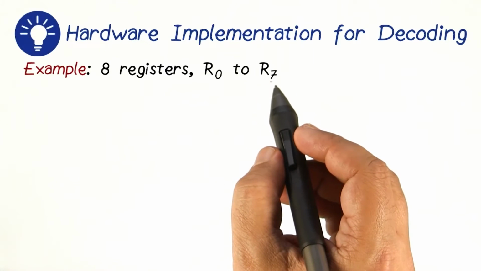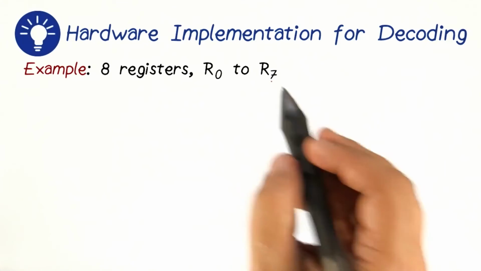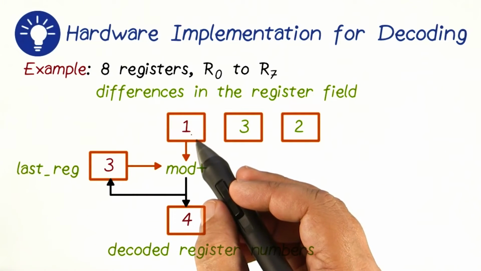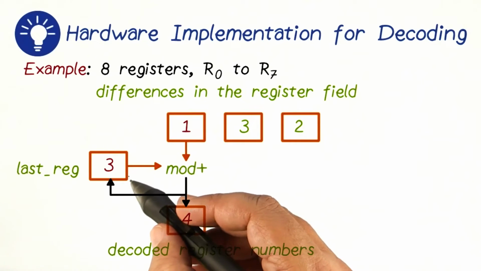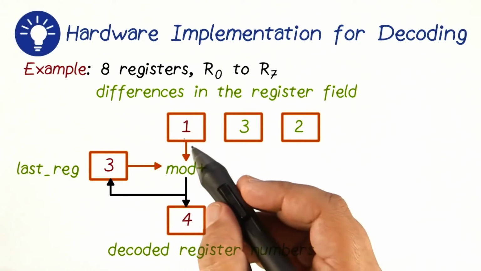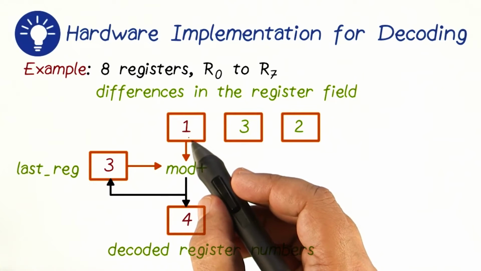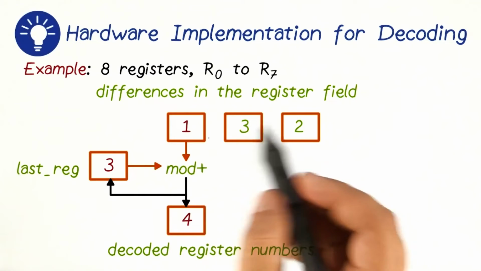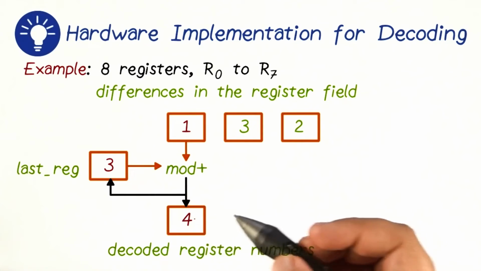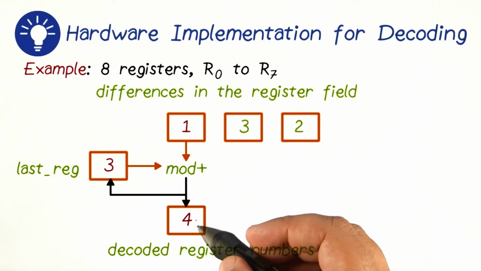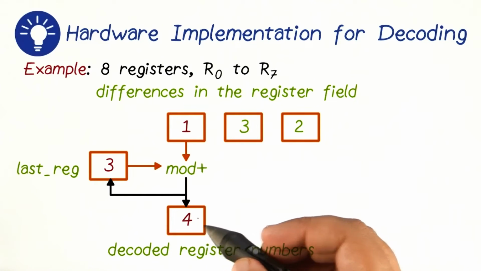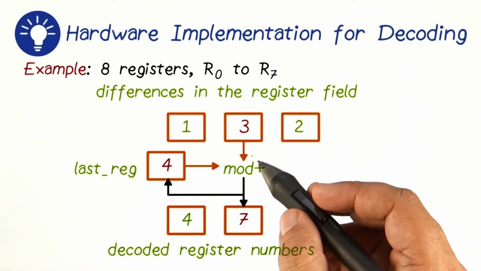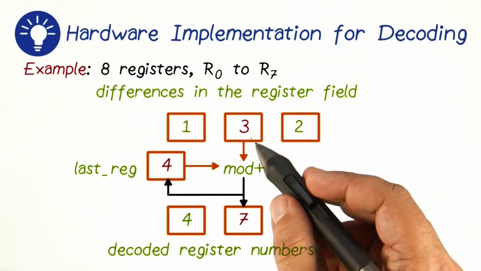Let us look at how the differential encoding will be implemented in the hardware now. We have 8 registers, let's say from R0 to R7 in our machine, and now let us see how the register number is recovered by using the differential encoding. Let us assume that the last register accessed was 3 and the difference that was encoded was 1. So using the modulo arithmetic, we will add 3 to 1, take a modulo with respect to the number of registers, and we get 4 as the next register number to be used for holding the value. So the decoded register number here is 4. Another example, let's say the last register accessed was 4 and the difference that was encoded was 3.